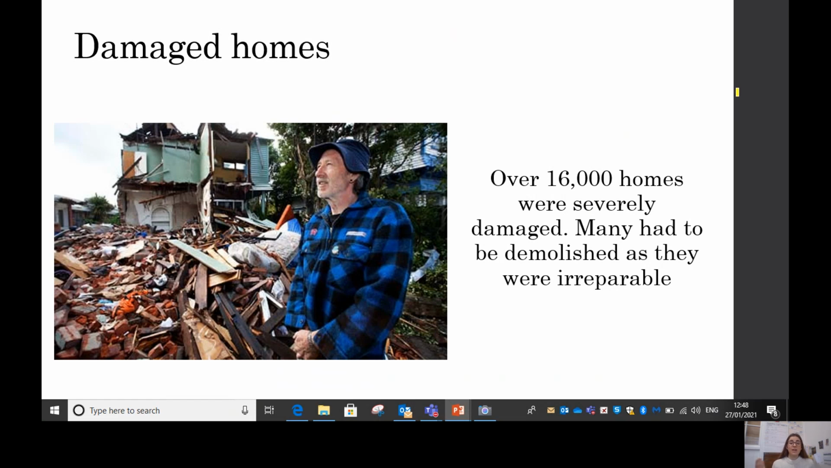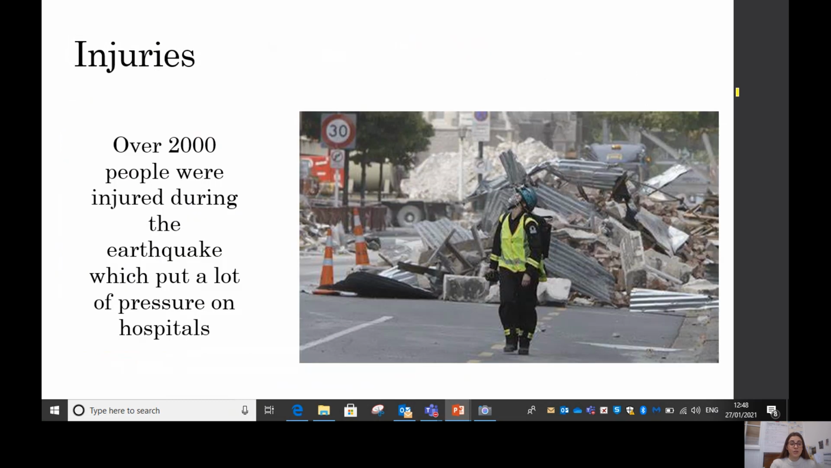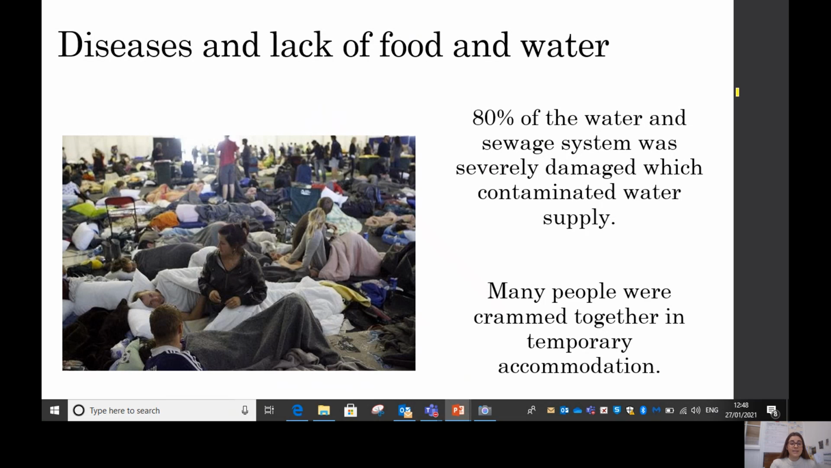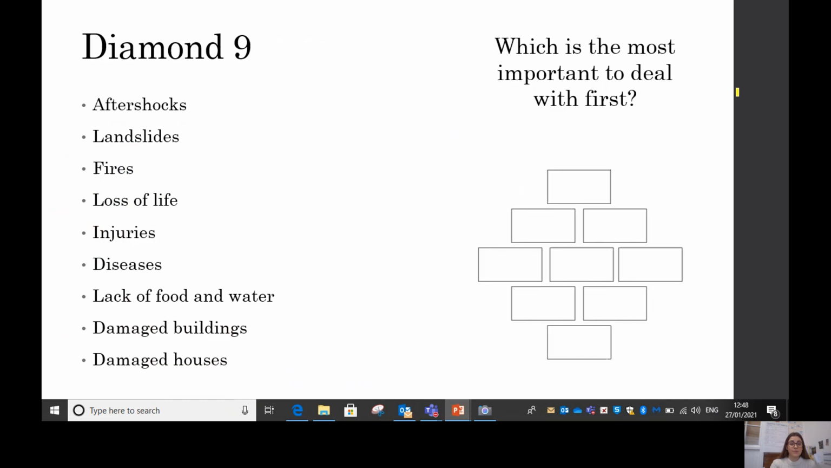But obviously that causes a really long-term issue, is that houses can't be rebuilt very quickly, and you'd have had to clear all that rubble away first, so there would have been a lot to deal with. It would have taken a long time, and people had to live in temporary accommodation. So let's just recap our human effects. We had loss of life, injuries, diseases and lack of food and water, damaged buildings, and damaged homes.